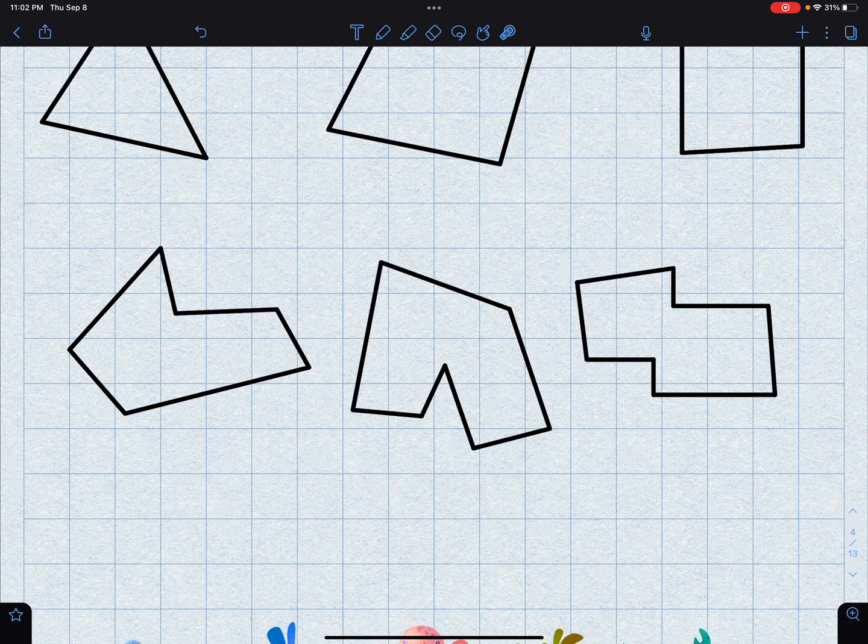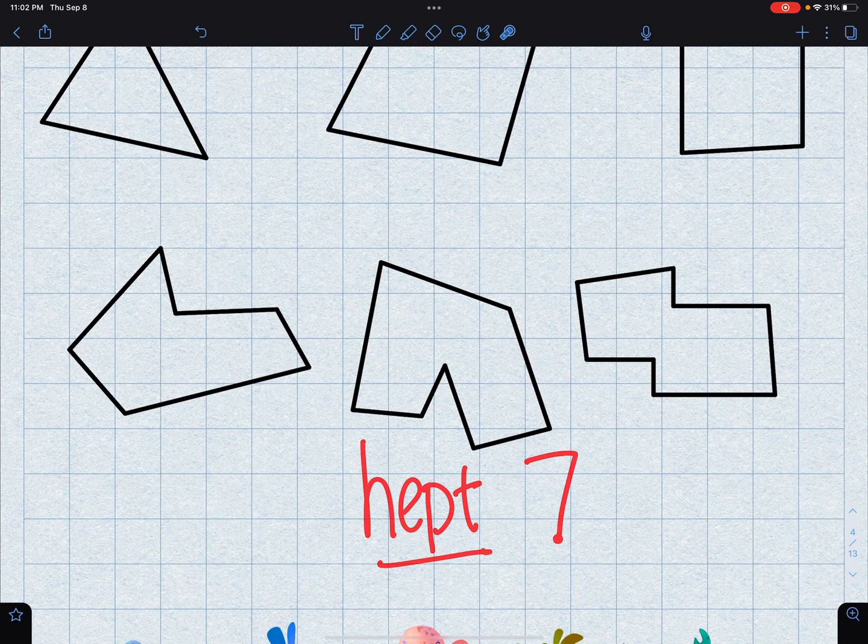I don't know a great way to remember that. Maybe you have an awesome way to remember it. How do you remember that heptagon means 7?